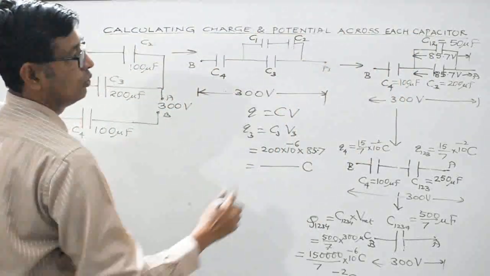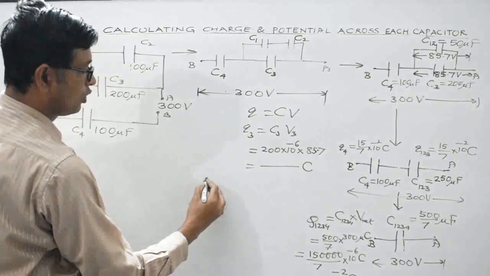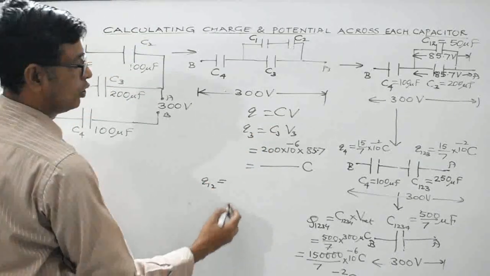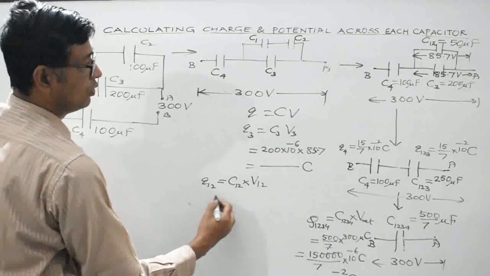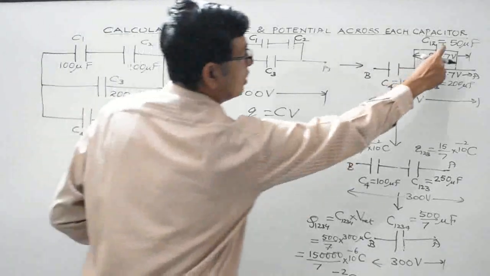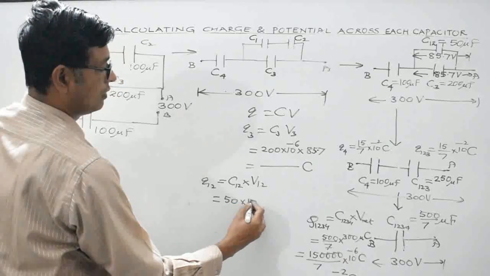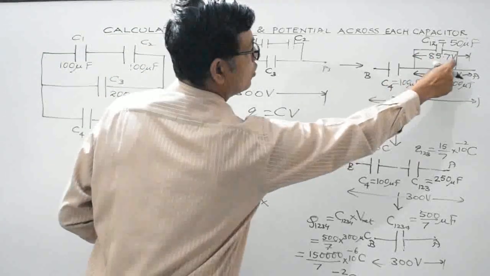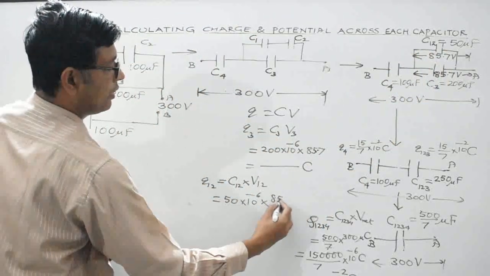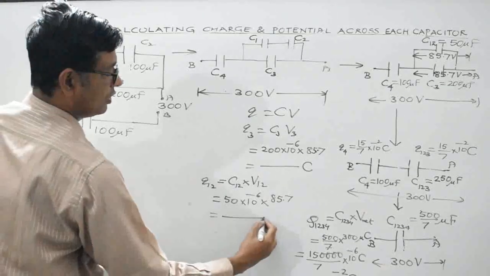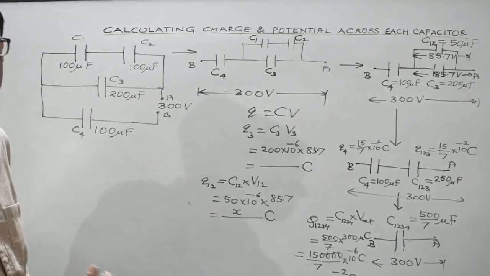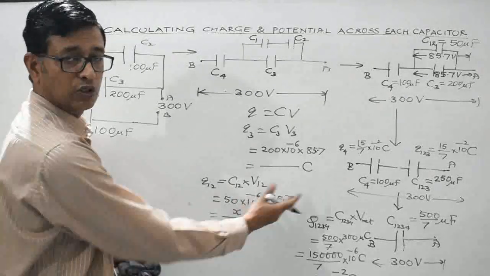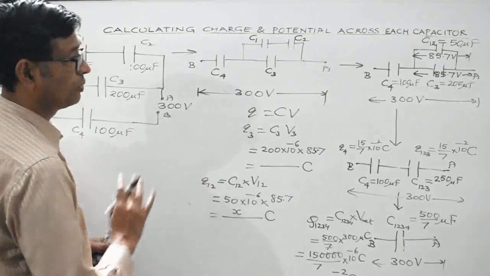Similarly, C12 is given, V12 is given. So Q12 can be easily calculated. Q12 would be equal to C12 multiplied by V12. It will be equal to 50 microfarad and V12 it is equal to 85.7. So this much coulomb. Let us consider it to be X. I know you can solve it easily. Right?